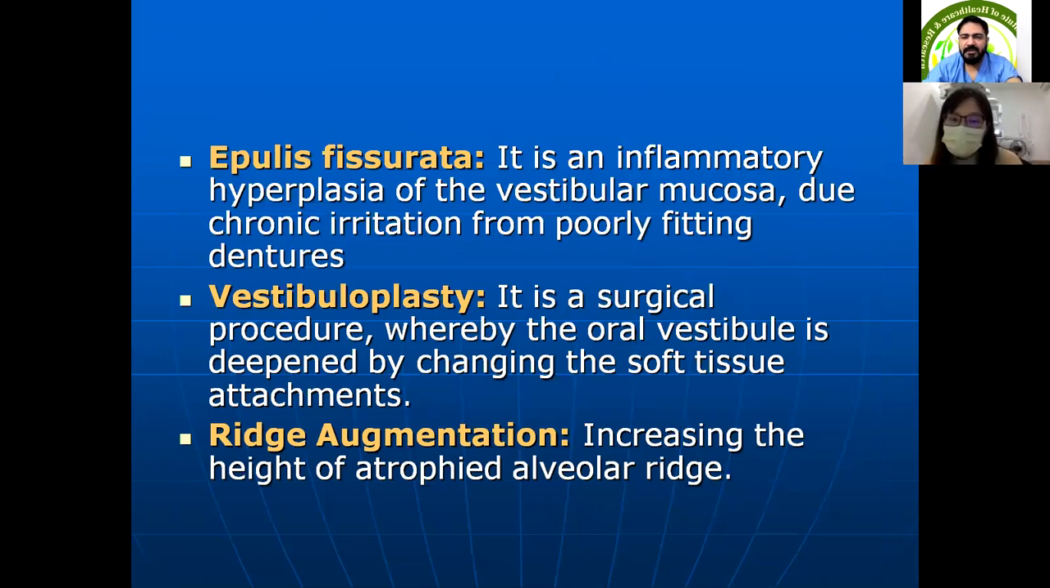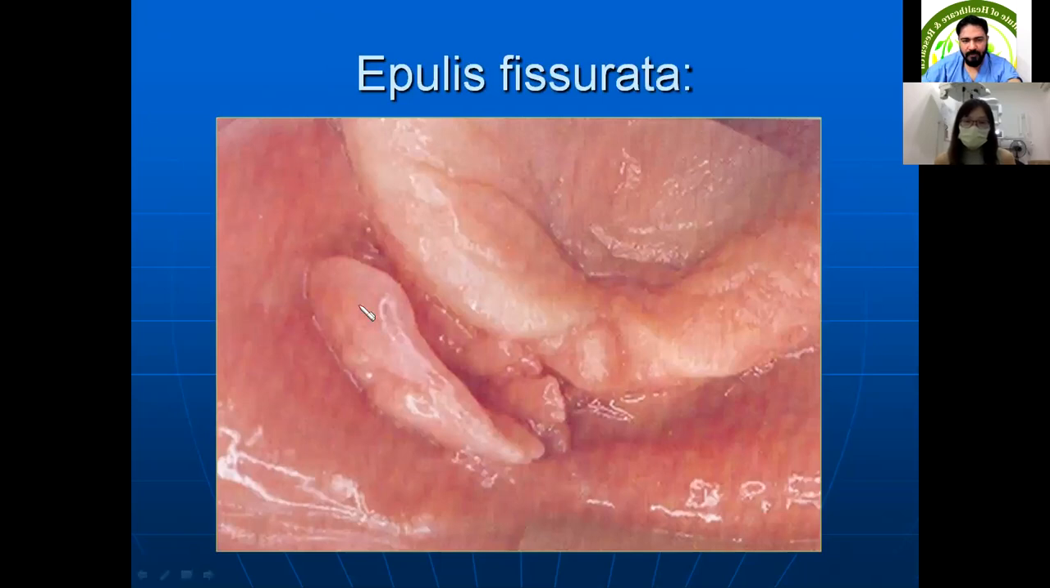Epulis fissuratum. It is an inflammatory hyperplasia of vestibular mucosa due to chronic irritation from poorly fitting dentures. Then vestibuloplasty, it is a surgical procedure whereby an oral vestibule is deepened by changing the soft tissue attachments. Okay, ridge augmentation, increase in the height of atrophied alveolar ridge. See, when this fold is continuous throughout, then it is called double lip.